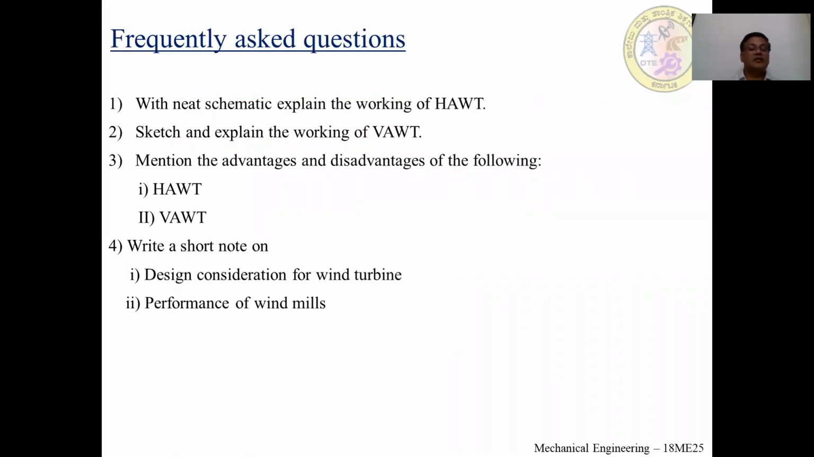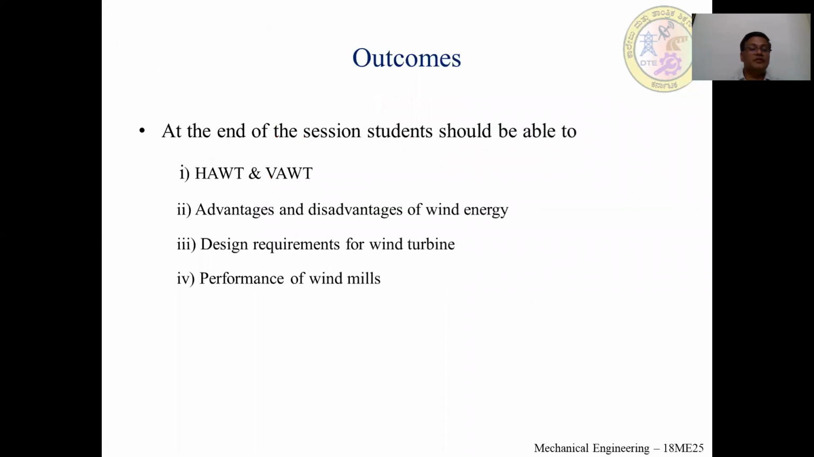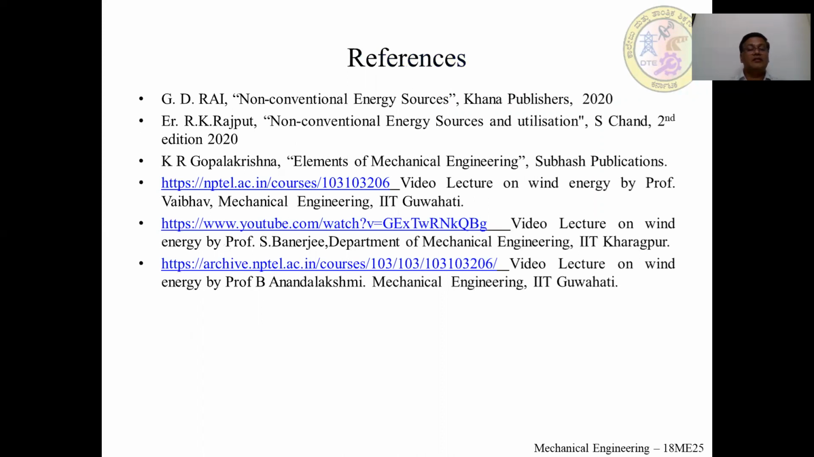These are the frequently asked questions with respect to horizontal axis, vertical axis, advantages and disadvantages of those 2 types, and along with that, some performance parameters like design consideration and performance of the windmills. And the outcome after this session is that the student should be able to answer the working principle of horizontal axis along with vertical axis, their advantages and disadvantages, and what the design requirements for the wind turbine are, and the performance of windmills. And these are the references which I considered for this session.